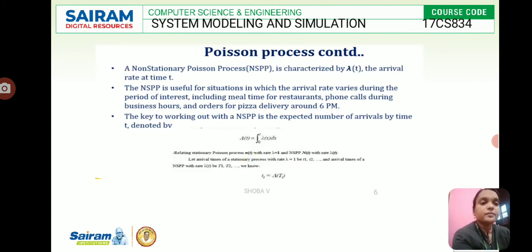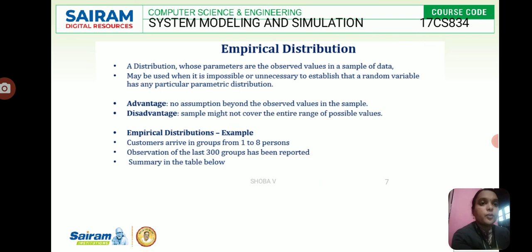Now a non-stationary Poisson process is characterized by lambda(t), the arrival rate at time t. This is useful for situations in which the arrival rate varies during the period of interest, including meal times. For example, real-life examples are meal time for restaurants, phone calls during business hours, and orders for pizza delivery around 6 p.m. So these are examples for the Poisson process.